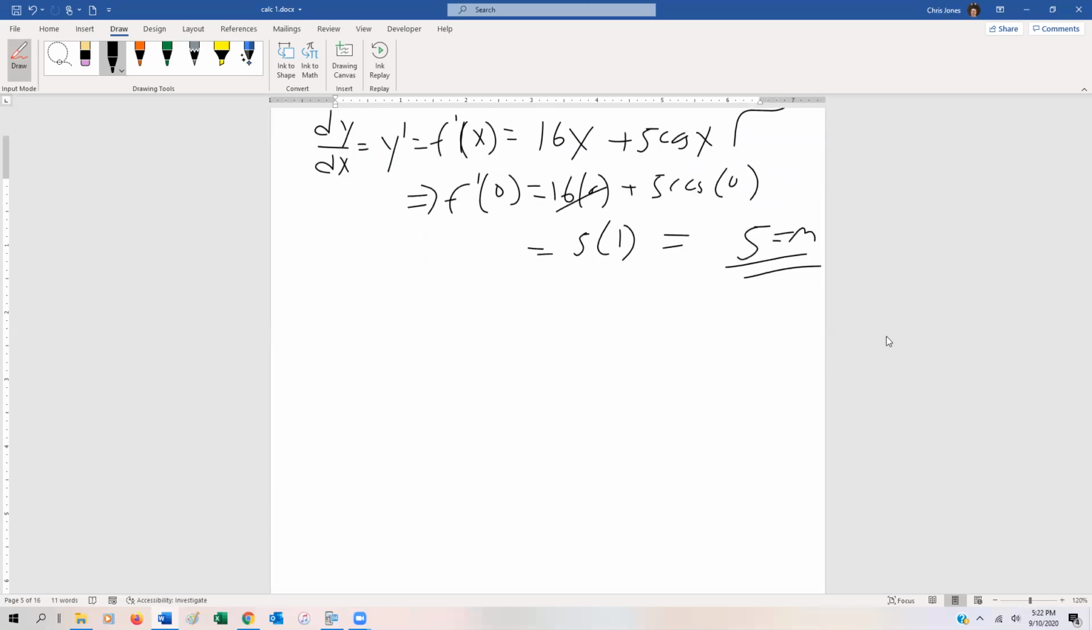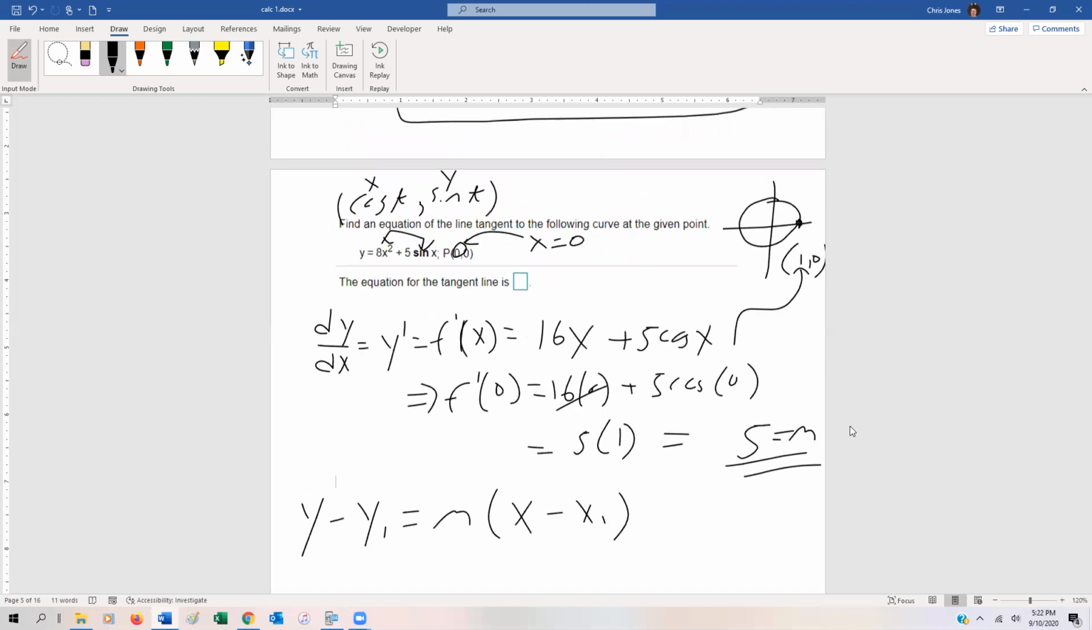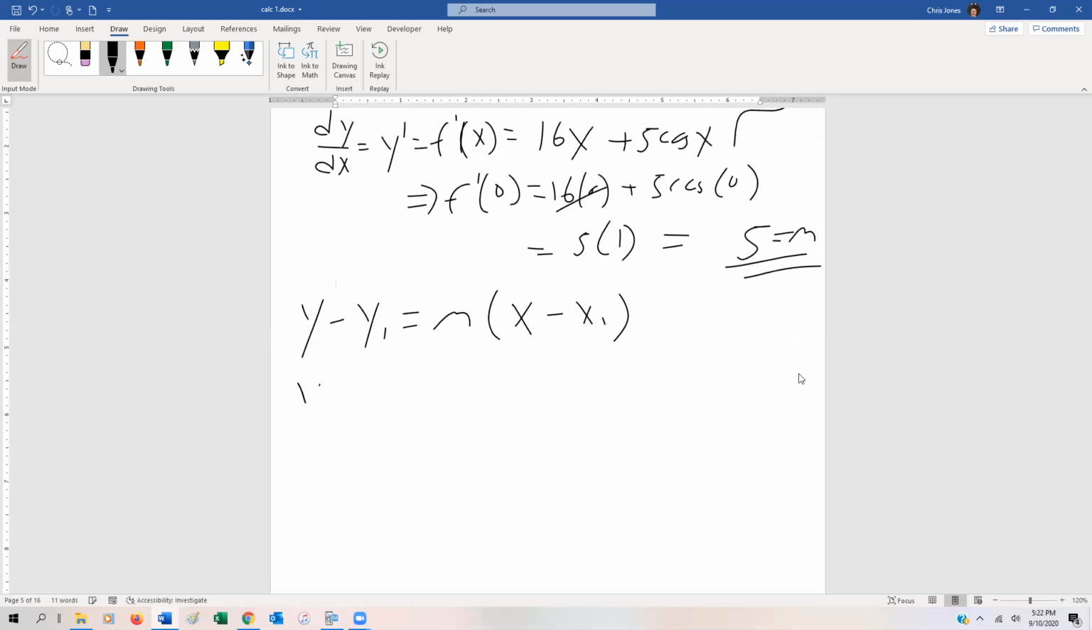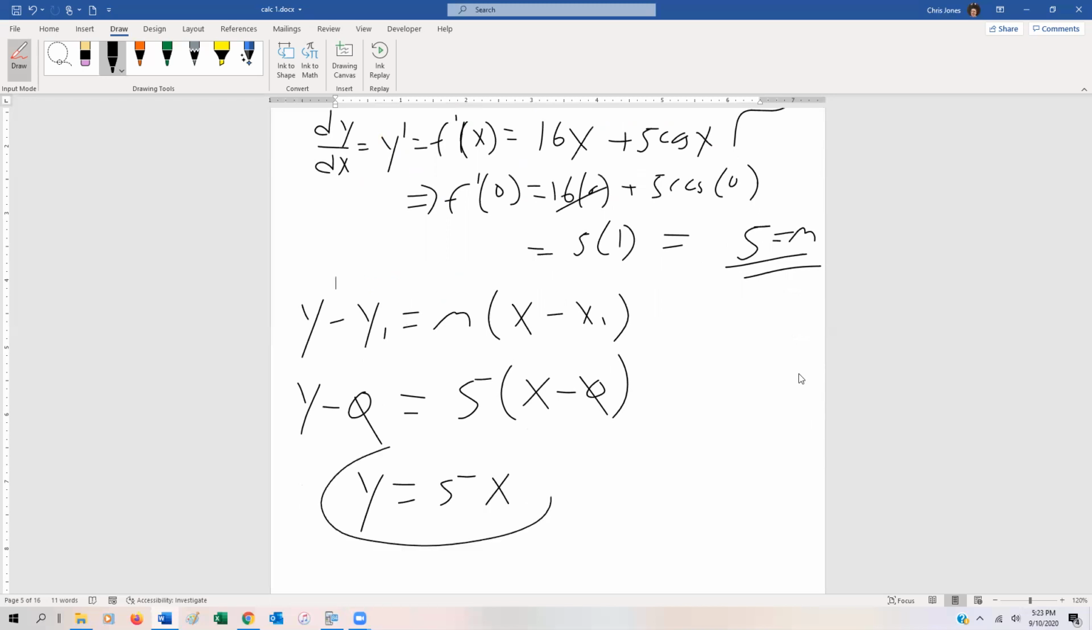So now we have to go back and remember our formula for the equation of the tangent line. y minus y1 is m times x minus x1. What is x1, y1? x1, y1 is our original point, 0, 0. So we're going to substitute y minus 0 is equal to 5 times x minus 0. Clearly, the zeros mean absolutely nothing to us in the problem. And so our equation of our tangent line is y equals 5x at the origin.